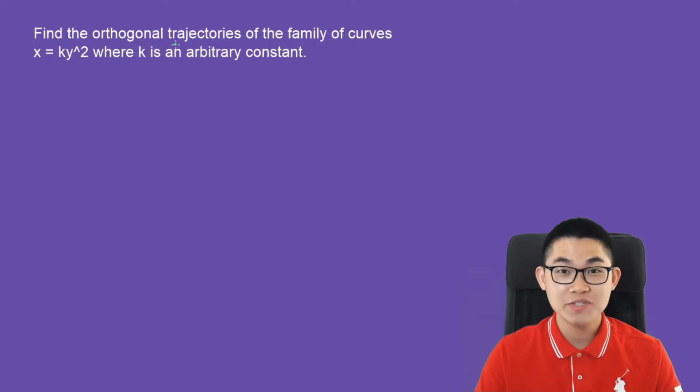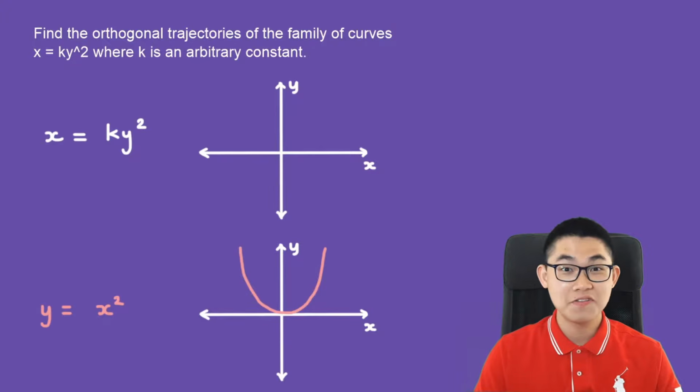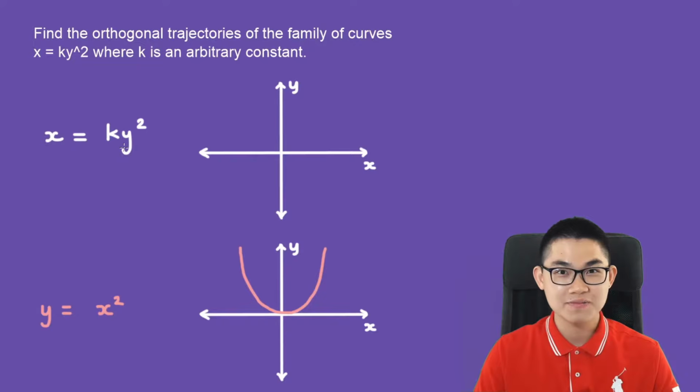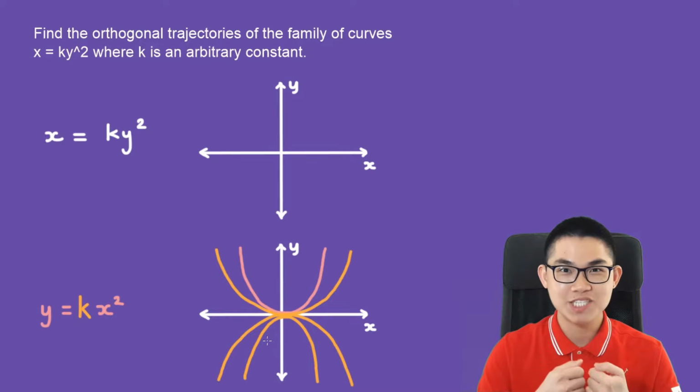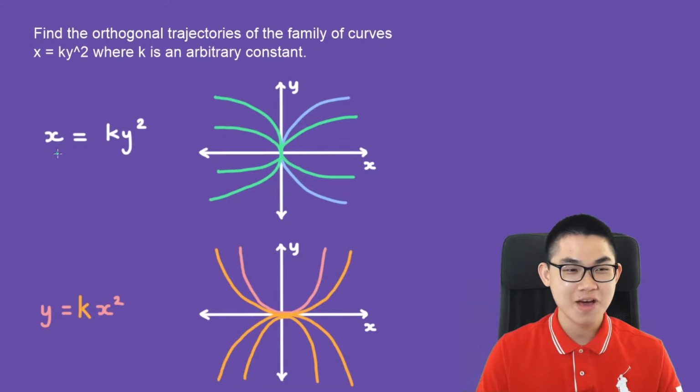Find the orthogonal trajectories of the family of curves x is equal to k times y to the power of 2, where k is just a constant. The first thing I'm going to do is to try to visualize what the curves look like. So what does x is equal to k times y squared look like? Well, if you look at another function, y is equal to x squared, we know that it's just a quadratic function. And if we put a k in front of it, then basically it means we can stretch the curve, or it can also be negative, so it will go down like that. So x is equal to k times y squared is just the inverse of this function, so the graph will look something like this.